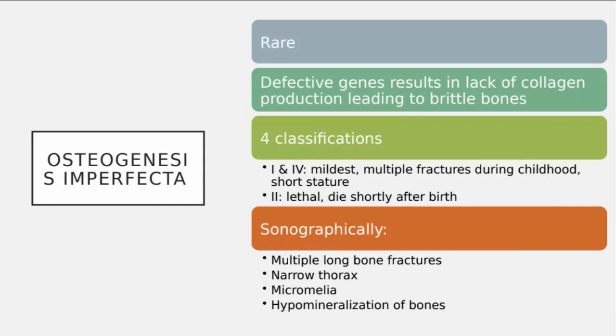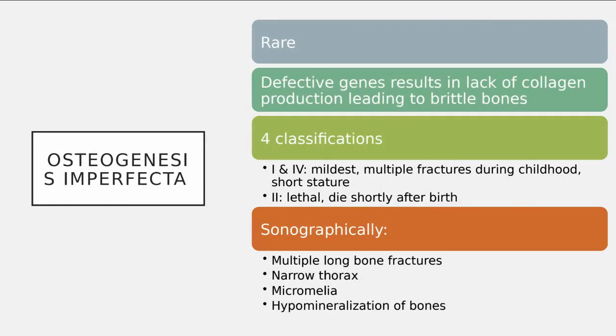So these babies die shortly after birth from that trauma. But category 1 and category 4 are pretty mild. We're still going to have brittle bones. These children are still going to experience numerous fractures throughout their childhood. They're going to be a little bit shorter in stature than they normally would be, but they're not going to have any sort of physical appearance characteristics like achondroplasia or achondrogenesis does.